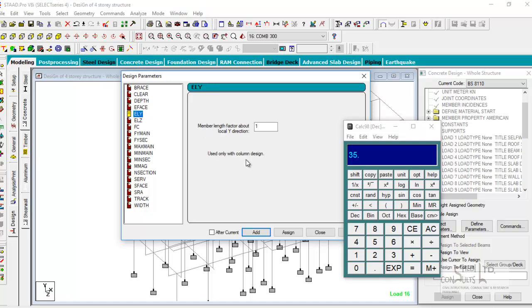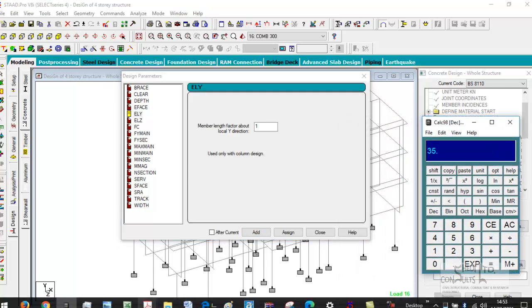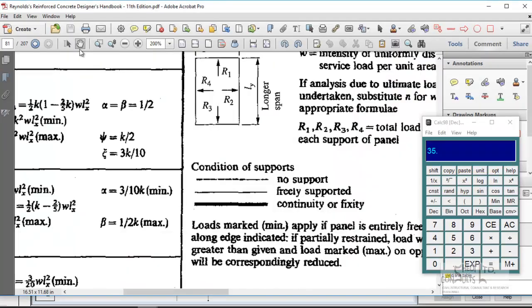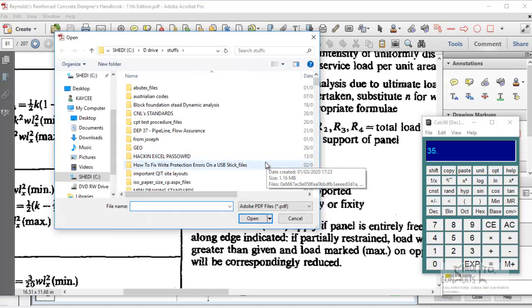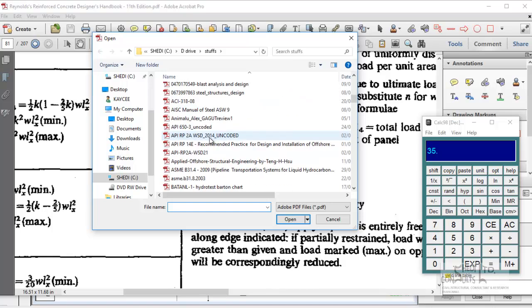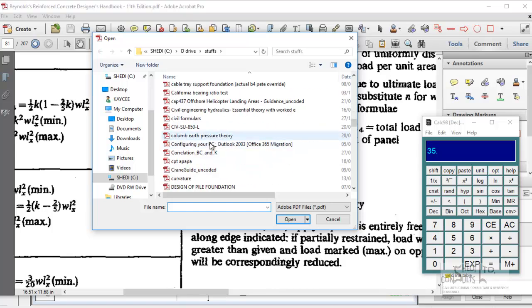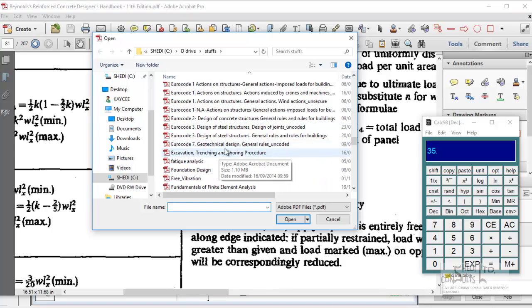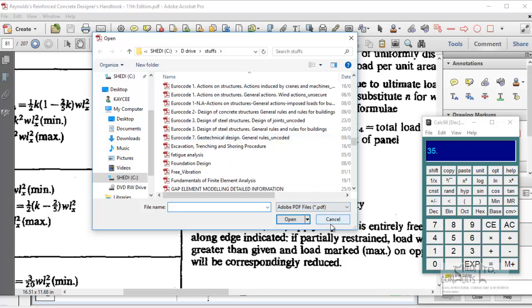ELY is the slenderness ratio factor for buckling about the local y-axis. This is very crucial information. Let's look at where STAAD is obtaining this from. The importance of engineering design is that you understand the principles behind your analysis. If you don't understand the principles, you will be doing a wrong engineering structural design. Let's look at where it's getting this from.